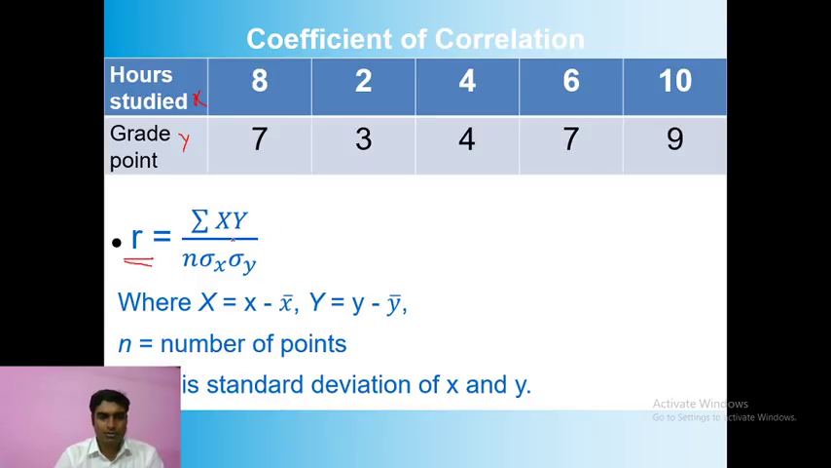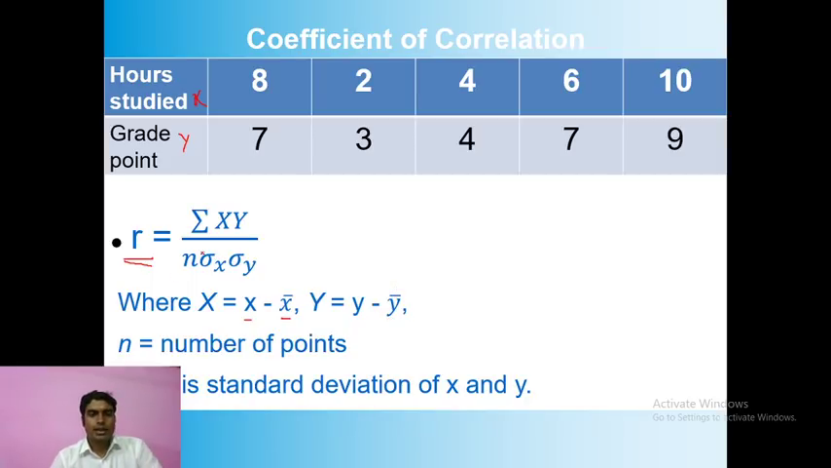And what is the capital XY? Capital X is small x minus the mean of the variable. So small x is this one, and I have to find the mean of this x data. After finding the mean of this x data, if I subtract the mean from each of this data, then it will be the capital X data. Similarly, capital Y is defined as y minus the arithmetic mean of y.